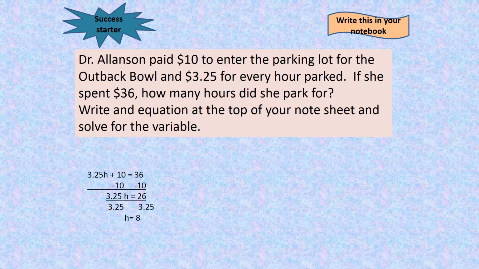So if you wrote the right equation, you should have 3.25h, because that's our variable term, $3.25 per hour, plus $10. $10 is our constant. Doesn't matter how many hours I spend at the parking lot, I still have to pay that $10. And then my total that I spent for the day was $36. If I subtract $10 both sides and then divide by $3.25, you would have discovered that I was there for 8 hours.